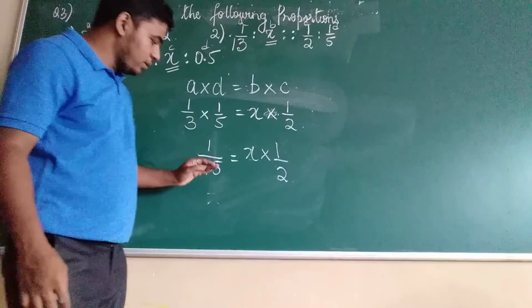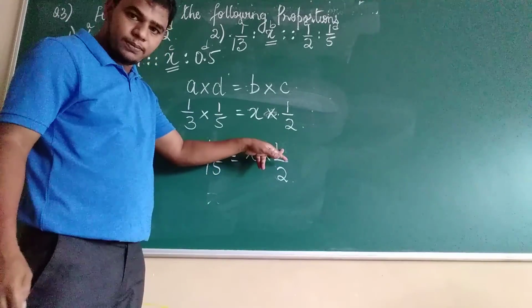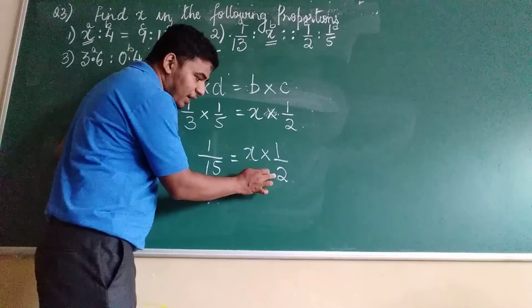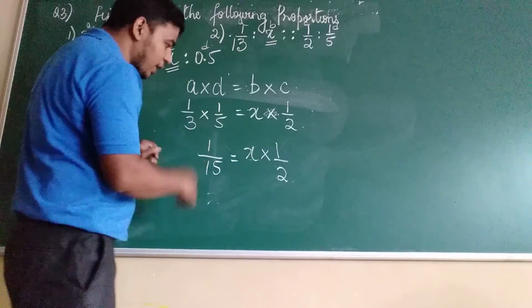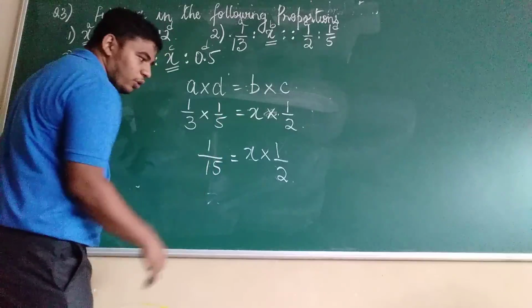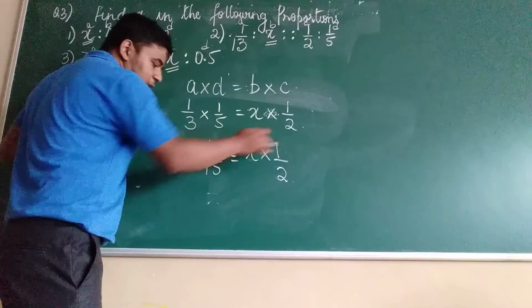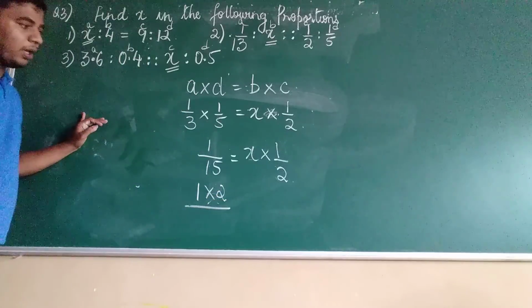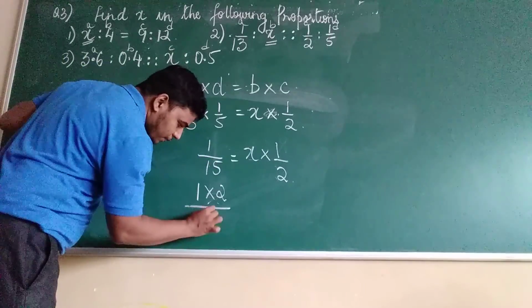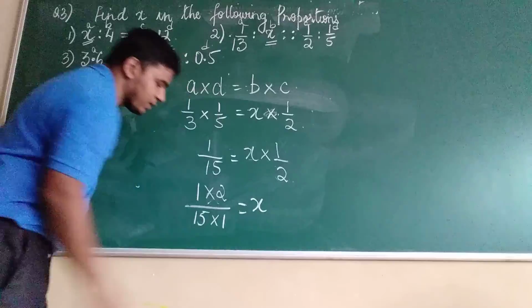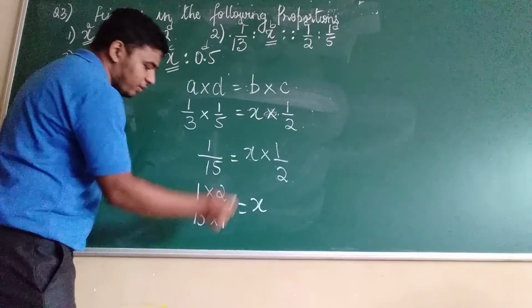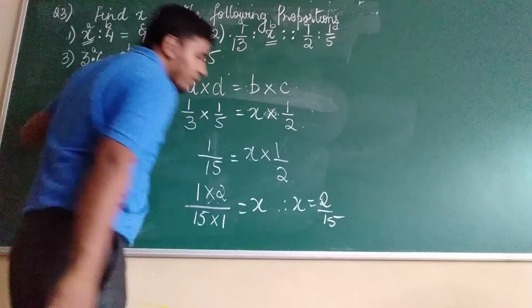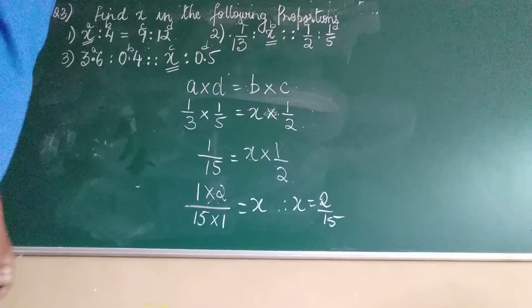Okay. Now just remember, this 1 is multiplying here and 2 is dividing. We have to take this on the other side. So this 2 is divided. When it goes on the other side, it will multiply. 1 is multiplied, it will go down. The down number goes up, the up numbers will come down. So 1 into 2 upon 15 into 1 will be your value of x. So what do you get the value of x? 1 twos are 2, 15 ones are 15. Therefore x is equal to 2 by 15.